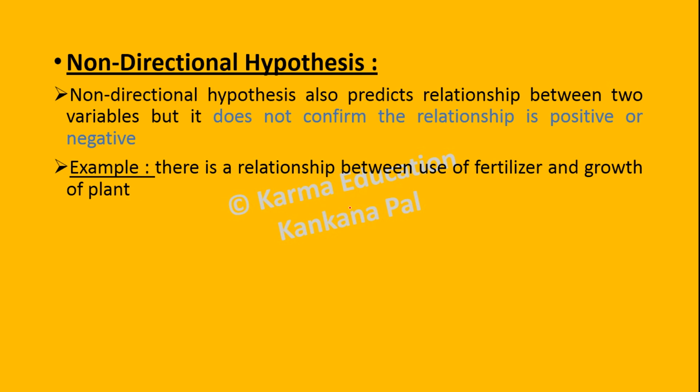Next one is non-directional hypothesis. Non-directional hypothesis is also a predictive statement which predicts relationship between two variables, but it doesn't confirm the relationship is positive or negative. For example, there is a relationship between use of fertilizer and growth of plant. There is no positive or negative sense in the statement. So this is an example of non-directional hypothesis.